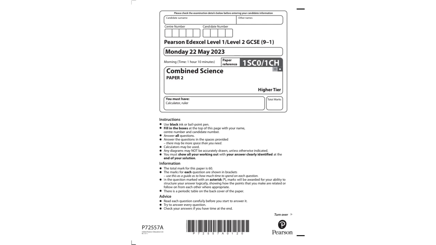Welcome, Year 11. This is your mock run-through of your Combined Science higher paper. You need to get yourself a green pen and make your corrections as I go through the answers.